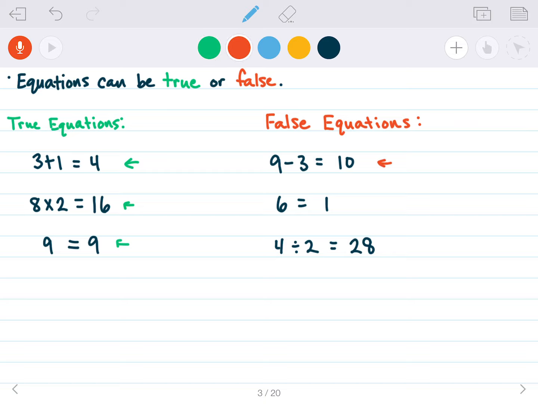We could also have false equations. For example, 9 minus 3 is not equal to 10. So this equation is false. 6 does not equal 1. That's a false equation. And 4 divided by 2 is certainly not equal to 28. So equations can be true or false.